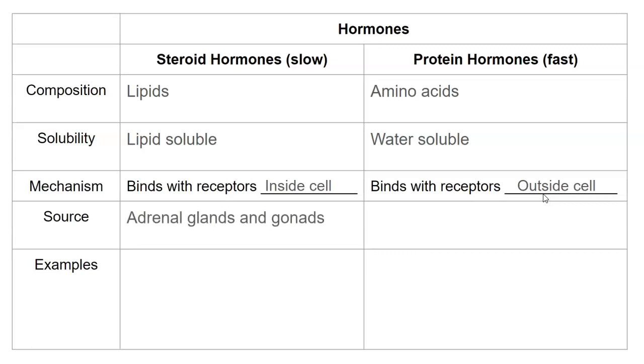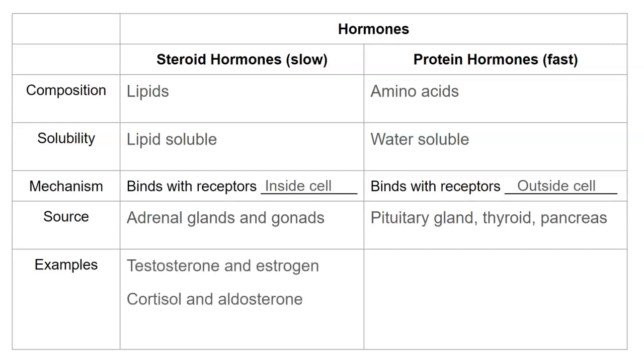So steroid hormones come from two different places in our body, either the adrenal glands or the gonads, which are the testes and ovaries, depending on the person. Whereas protein hormones basically come from every other type of gland, like the pituitary gland, the thyroid, the pancreas, or any other gland that we're talking about for the endocrine system other than the adrenal gland and the gonads.